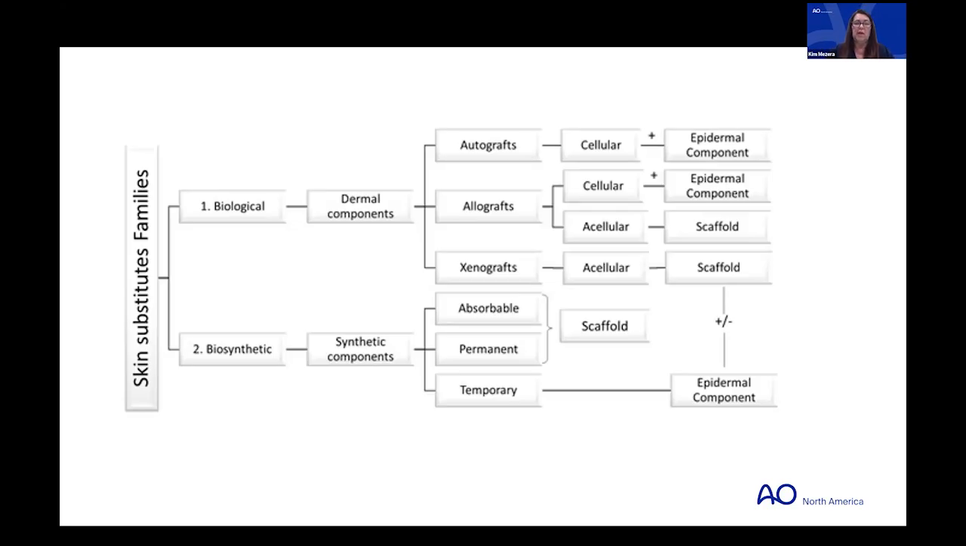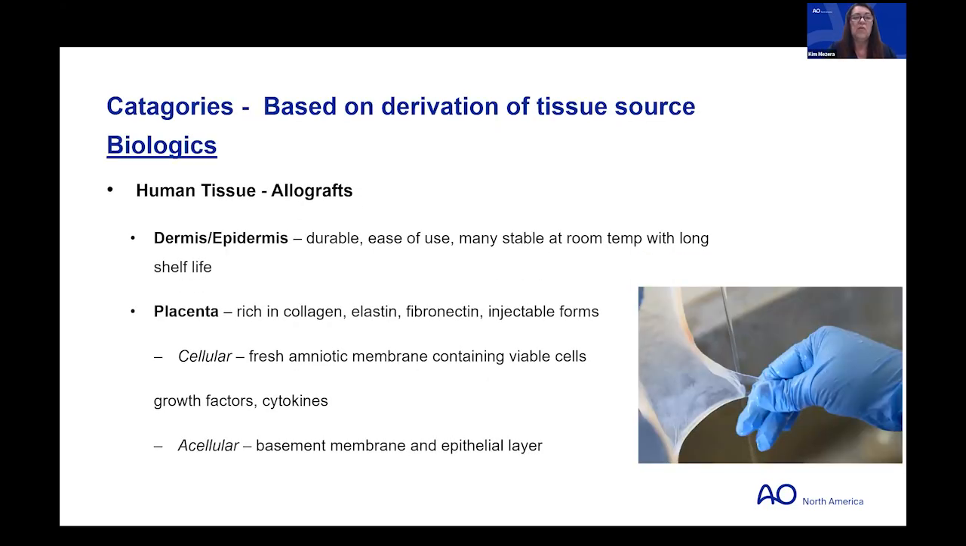So just looking at our biologics, we'll go through this kind of quickly. We have the allografts. So this is our biologics section, allografts. And again, dermis and epidermis. They're durable, easy to use. Many are stable at room temperature. Some of the donor tissue, placenta and amniotic tissue, is very popular, and a lot of products do have this. It's rich in collagen, elastin, fibronectin. It does come in injectable forms or gel forms, so that makes it easy for those cavity wounds.